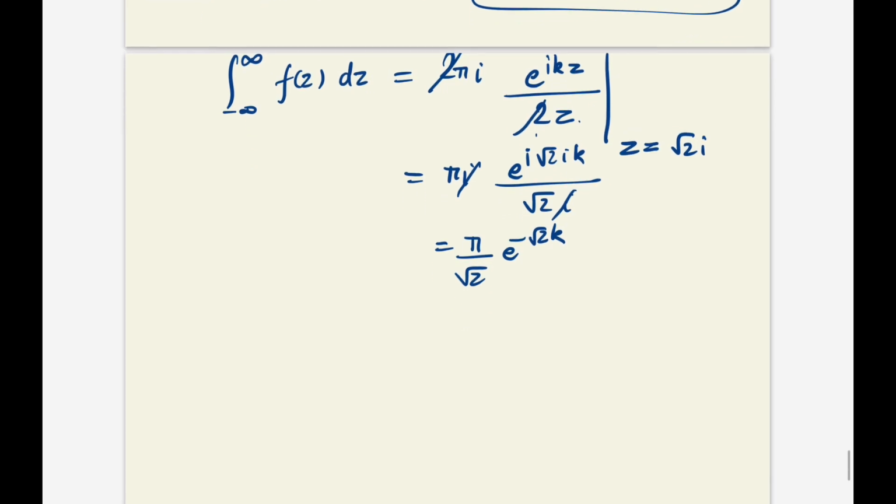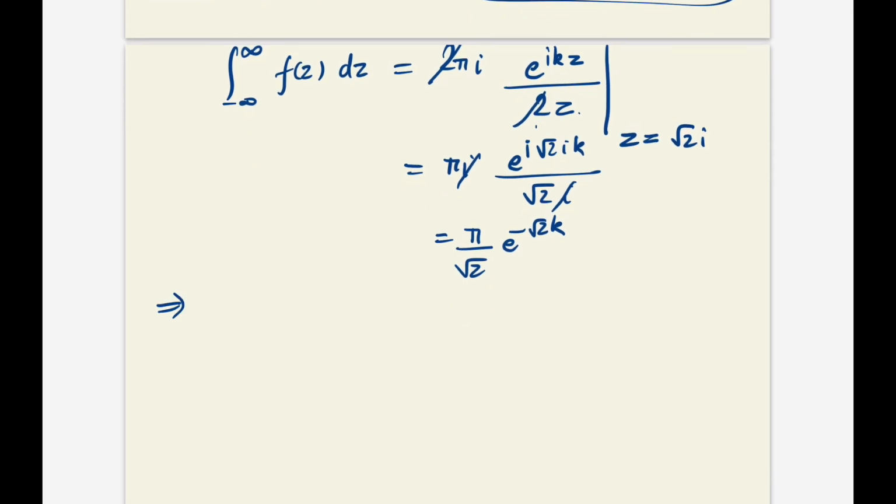Now a similar procedure will be followed for negative k. We will choose the contour to be a semicircle, now in the clockwise direction and in the lower half, so the same diagram but in the reverse direction. Okay, hold a sec. I hope this is fine.